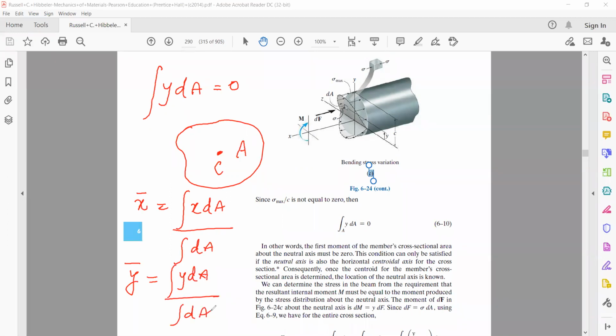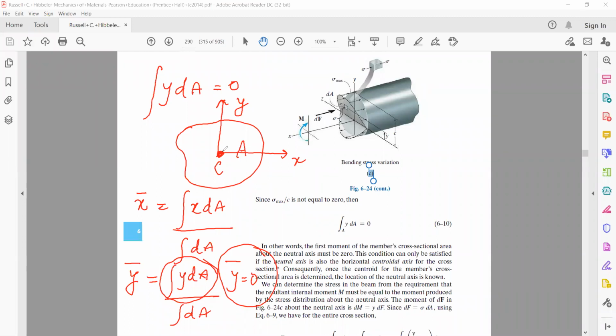And the y coordinate of the centroid is given as y bar is equal to integral y dA divided by integral dA. Now, when integral y dA equal to 0, that means y bar is equal to 0. What does that mean? The y coordinate of the centroid is 0 means the centroid lies at the origin of our xy system. This is the x bar. When y bar is equal to 0, it indicates that the centroid lies at the center of our xy system.